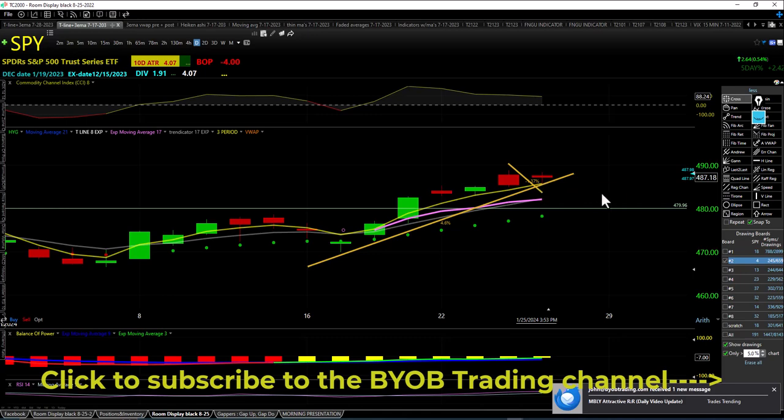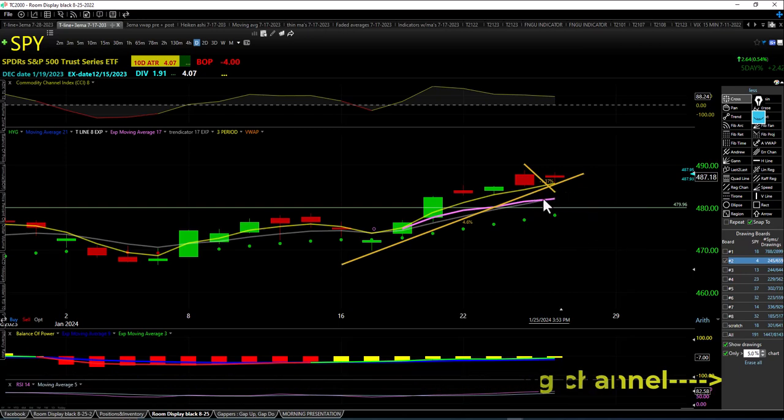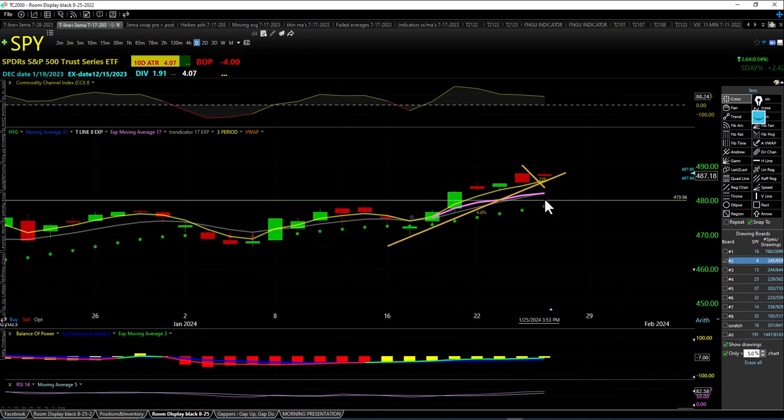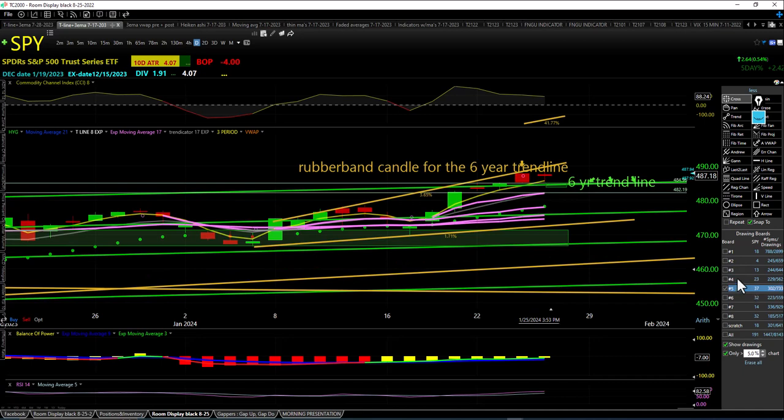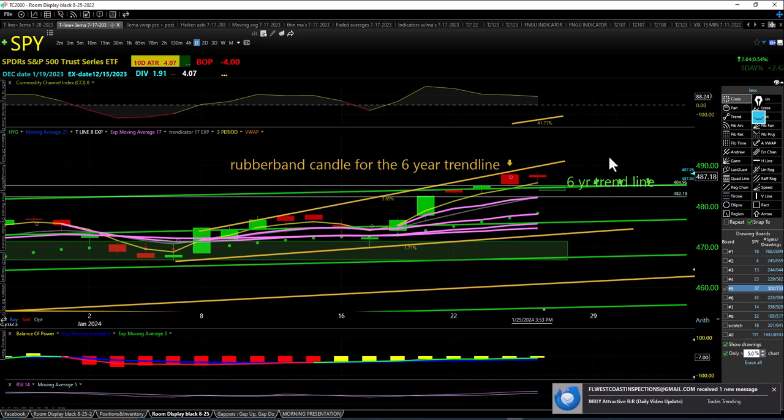So here's SPY closing the day inside the previous day's candle. Got a lower high, lower low, closing above the 3/8 trap right there on SPY. Still in an uptrend. I was looking for SPY to possibly pull back to this 6-year trend line, but it got down there close, but didn't quite make it. So we'll see what happens today.